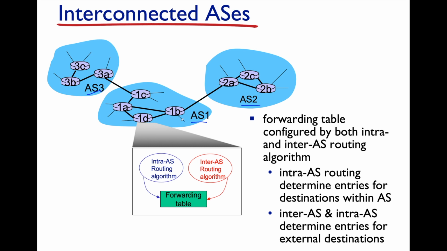And so the intra-AS routing algorithm is going to determine forwarding table entries corresponding to destinations on subnets that are in the same network. So the intra-AS routing algorithm for, say, Autonomous System 1 is going to determine forwarding ports associated with blocks of addresses, subnets, managed by routers 1A, 1B, 1C, and 1D. Anytime you want to go to a block of addresses or subnet that's not in Autonomous System 1, those forwarding table entries are going to be set by the Inter-AS routing algorithm.